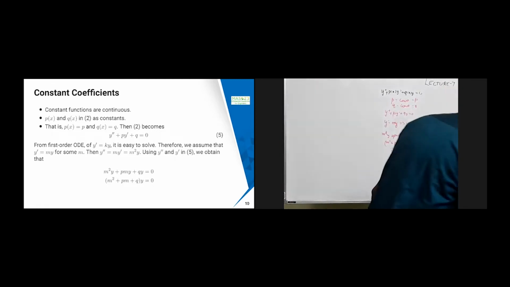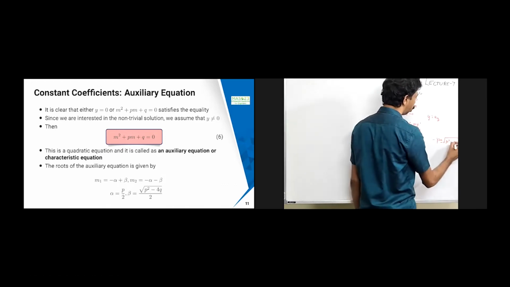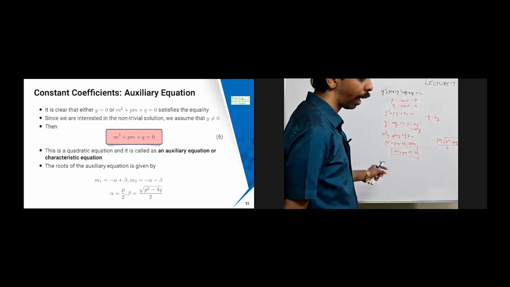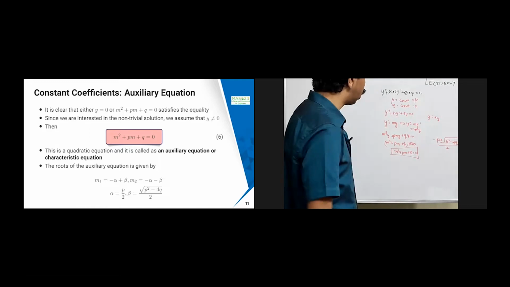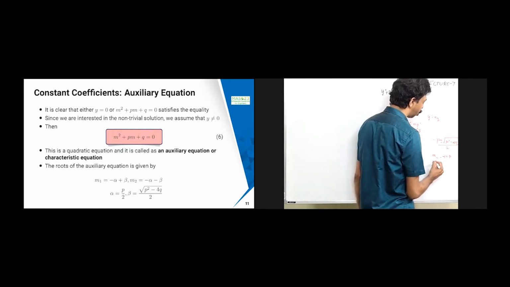It is a quadratic equation, so you can find the roots of this equation. The roots are minus p plus or minus square root of p square minus 4q, divided by 2. That is going to be my solution. This is called the auxiliary equation, or the characteristic equation. There are two roots, and depending on the discriminant we are going to discuss this now. I can write m1 equal to minus alpha plus beta, m2 equal to minus alpha minus beta, where alpha is p by 2 and beta is square root of p square minus 4q by 2.